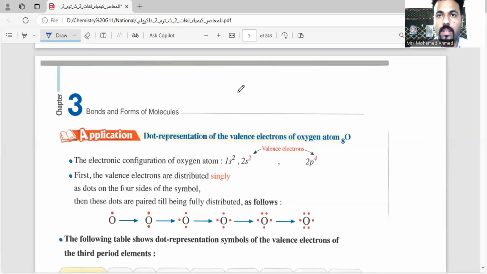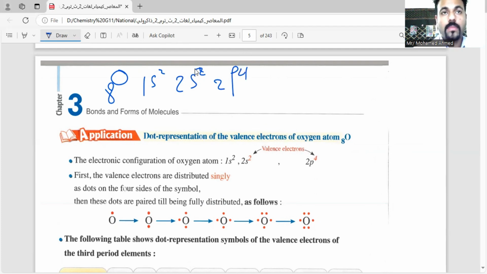Let's take another example. Here, oxygen atom. Oxygen has 8 electrons, so its electronic configuration is 1s2, 2s2, 2p4, right? So how many valence electrons does the oxygen atom have? Here we have 2 electrons for 2s and 4 electrons for 2p, right? So how many valence electrons? 2 and 4, 6. We have 6 valence electrons.